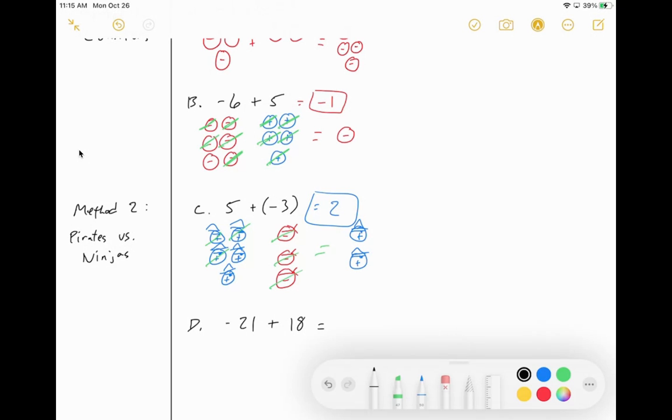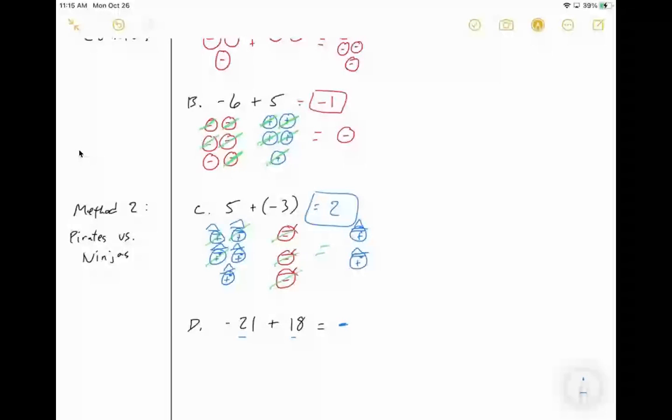Very good. Okay. Very good. Thank you. Yeah, there's 21 of these guys. There's only 18 of these guys. So the negatives are going to win. So I know my answer is going to be negative. Yeah? And then think about it. They're all going to fight. They're going to fight. They're going to fight. How many guys are left over? How many of those ninjas are left over after the big fight? How many more do they have? They have 3 more guys. 3 of them don't get in any battle.